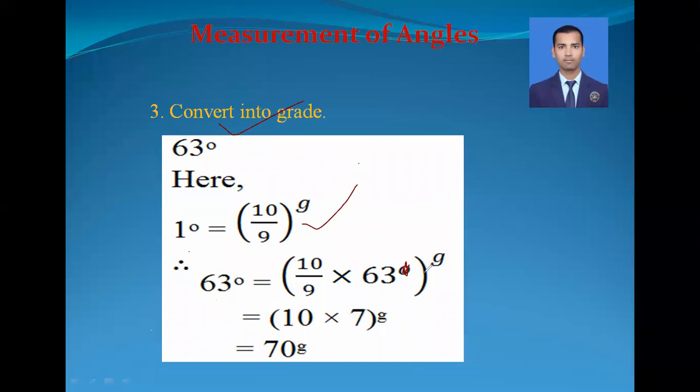And after cancelling 63 by 9, we get 9 7s are 63, and then 10 into 7 grade, that is 10 7s are 70 grade. In this way, you can find the degree into grade measurement.